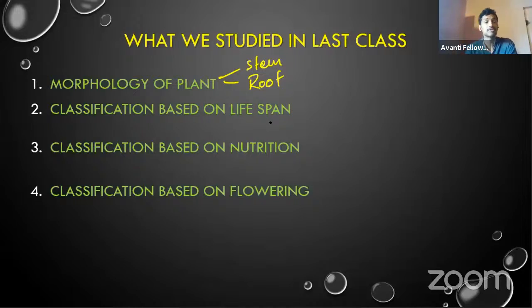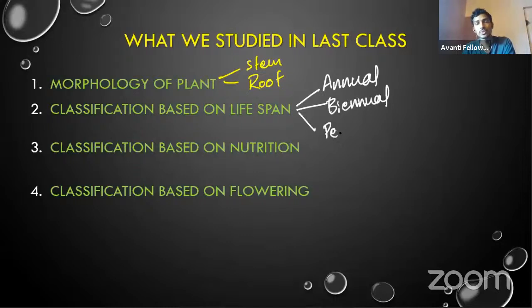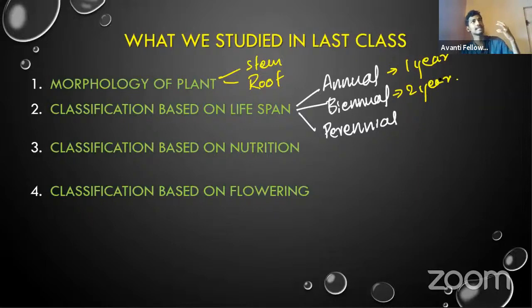Next we went through the classification based on lifespan. I'm repeating it one more time. We divided into annual, biennial, and perennial. That means how many years it will live, right? Annuals will normally live for a short time, only 1 year, or we can say one season also. And biennials for 2 years. Normally they will show 1 year of growth and the second year as reproduction, flowering and everything.